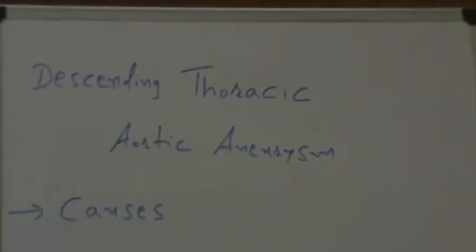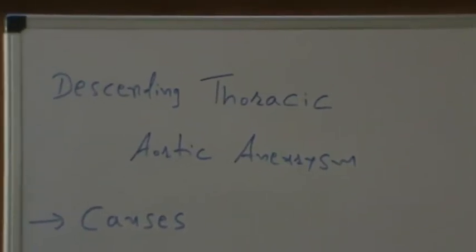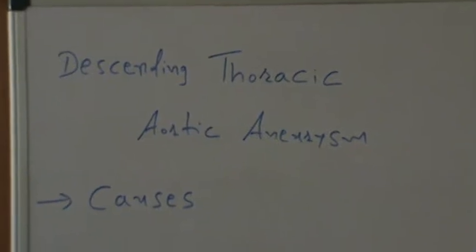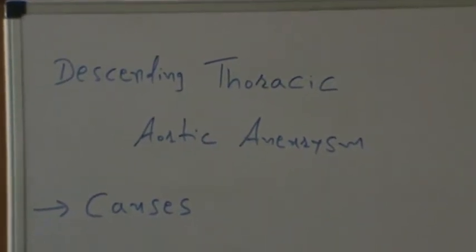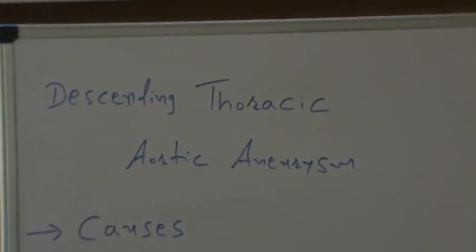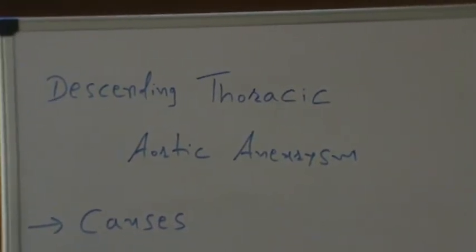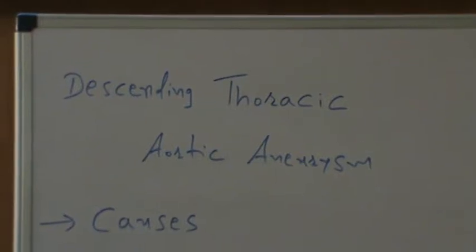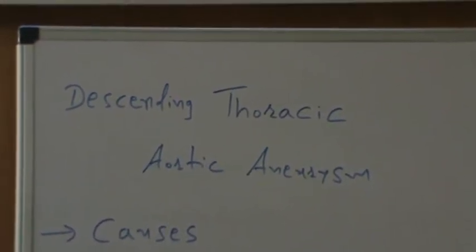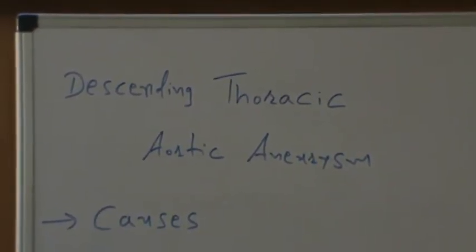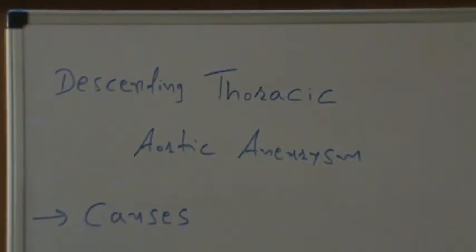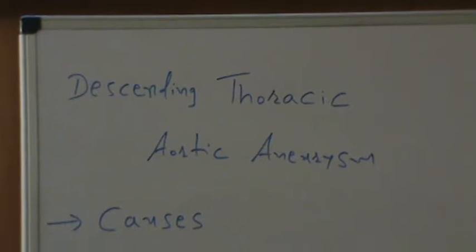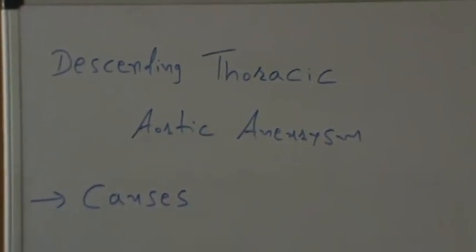Descending thoracic aortic aneurysms are the third most common type of aortic aneurysm. The majority of patients are diagnosed in their 6th and 7th decade of life. Most patients are without symptoms for a long period of time until the thoracic aortic aneurysm is very advanced or found incidentally on a chest X-ray, CT scan or MRI.